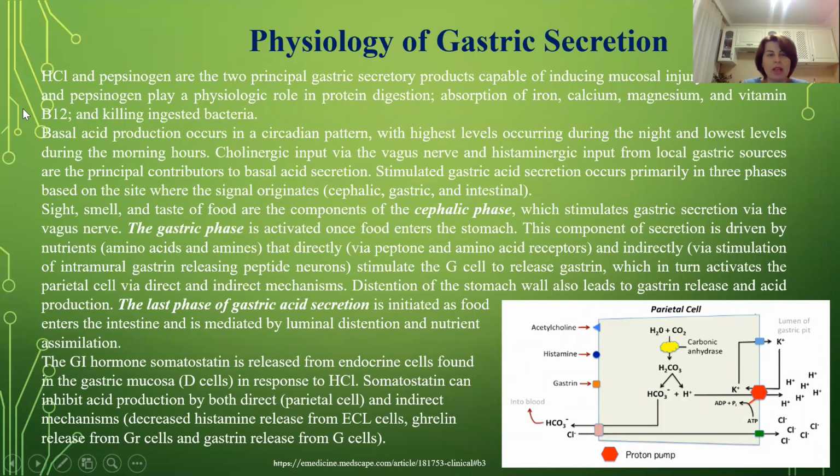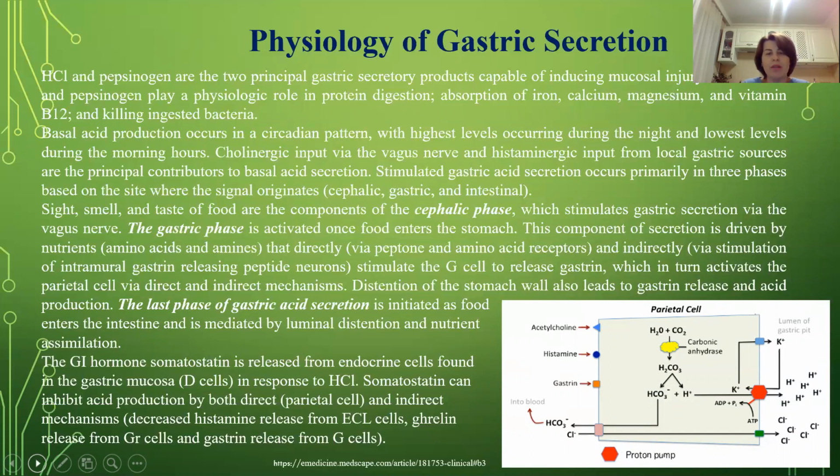H. pylori and pepsinogen are the two principal gastric secretory products capable of inducing mucosal injury. Gastric acid and pepsinogen play a physiological role in protein digestion, absorption of iron, calcium, magnesium, and vitamin B12, and killing undigested bacteria. Basal acid production occurs in a circadian pattern, with highest levels occurring during the night and lowest levels during the morning hours.